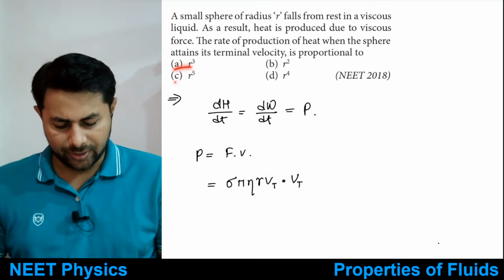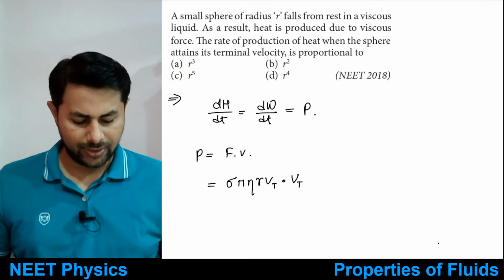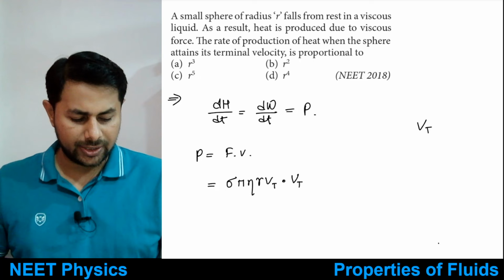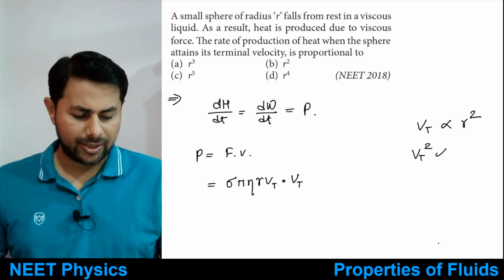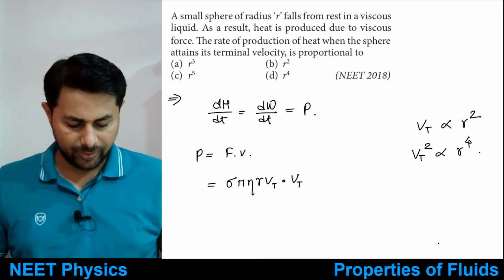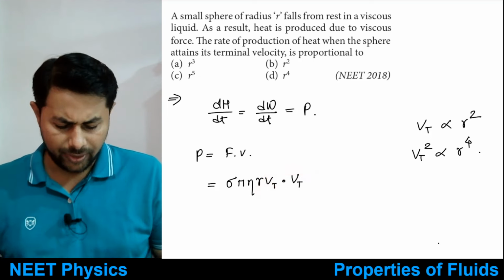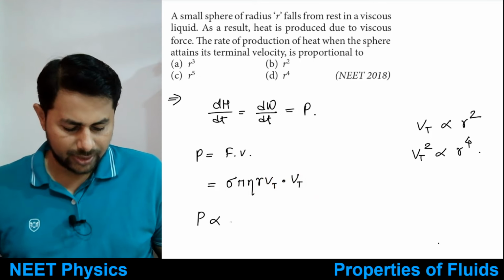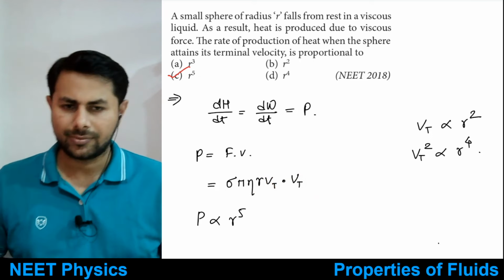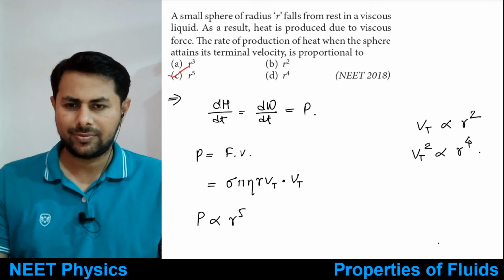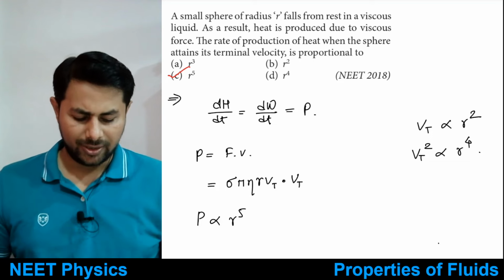But in the options you have r raised to 3, r raised to 5, r raised to 2. That means it is given in terms of radius. We know terminal velocity is directly proportional to r raised to 2. So Vt square is directly proportional to r raised to 4, and you have another r over here. So the power is proportional to r raised to 5, right? That is the answer. It's option C. This is clear, everyone? This was asked in NEET 2018.